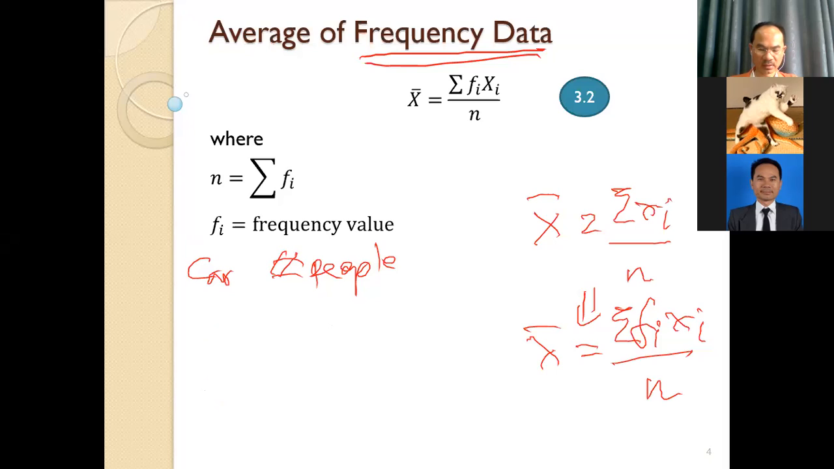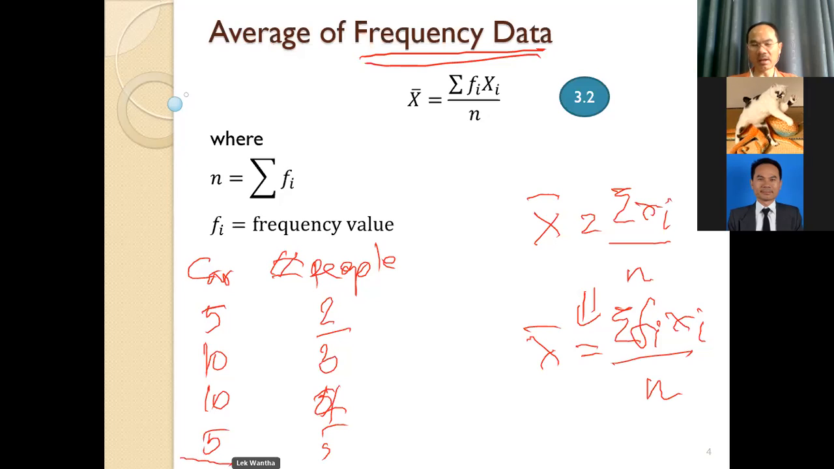Count the number of people: 2, 3, 4, 5. We have the number of people. 2 people in the car. We count the number of cars that move across the traffic jam during 1 hour. Maybe 5 cars, something like this. 3 people in the car, we have about 10. 4 people, we have about 10. 5 people, we have about 5. This is the number of cars that move across the traffic jam in 1 hour.